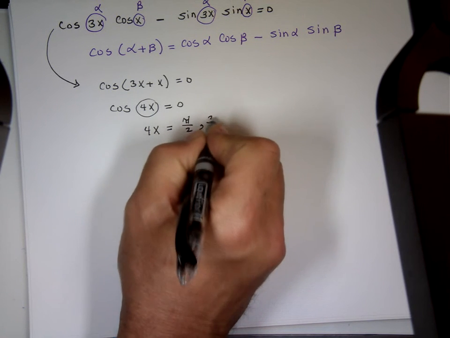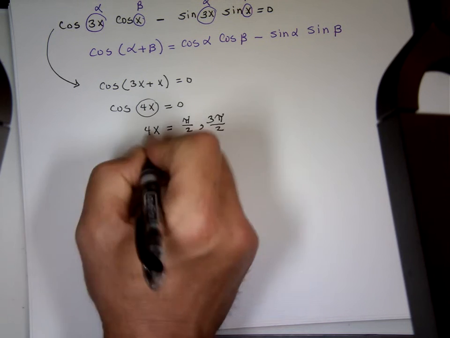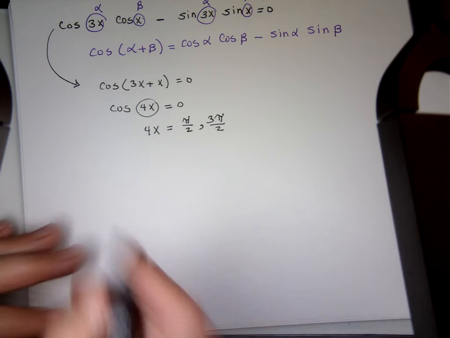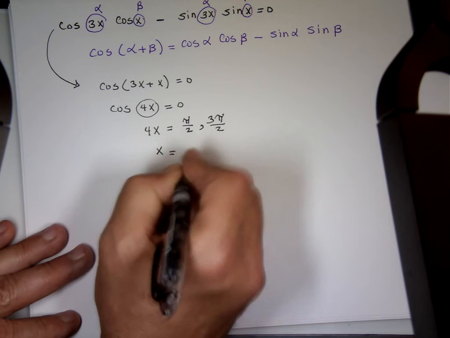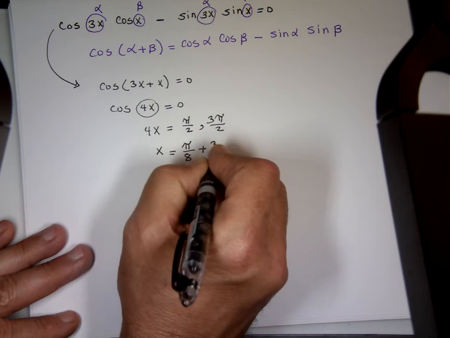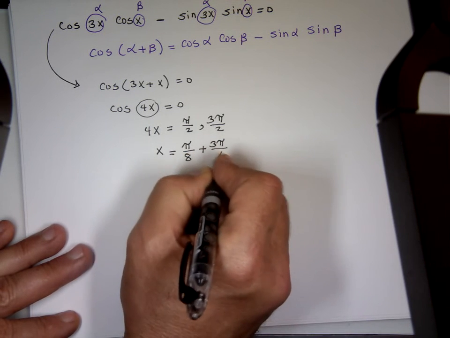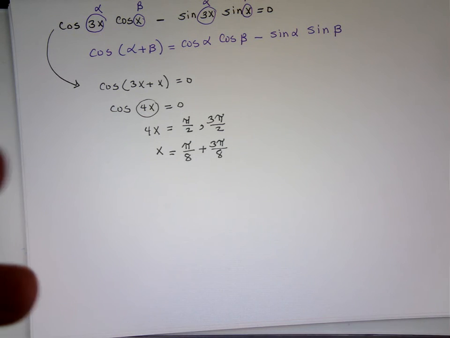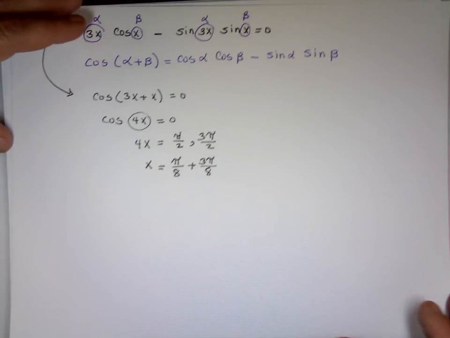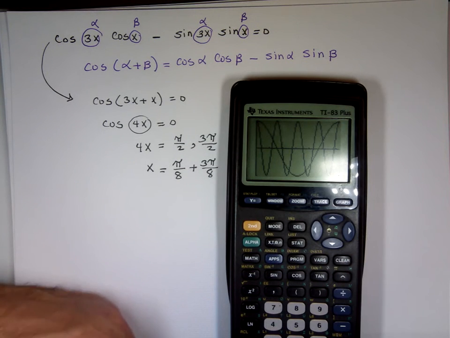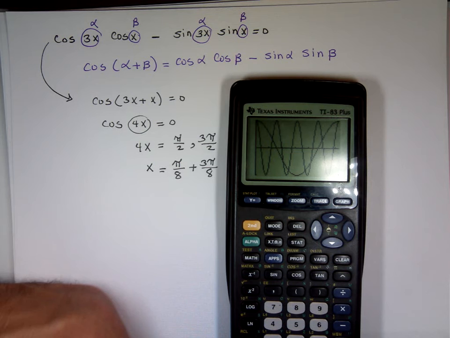But that's 4x. So how do you do it for x then? What do you do? You divide by 4, which will make it what? Pi over 8 plus 3 pi over 8. Because that's 4x. Guess what we got? We got this value. Can you see the picture still? And we got the answer for this.